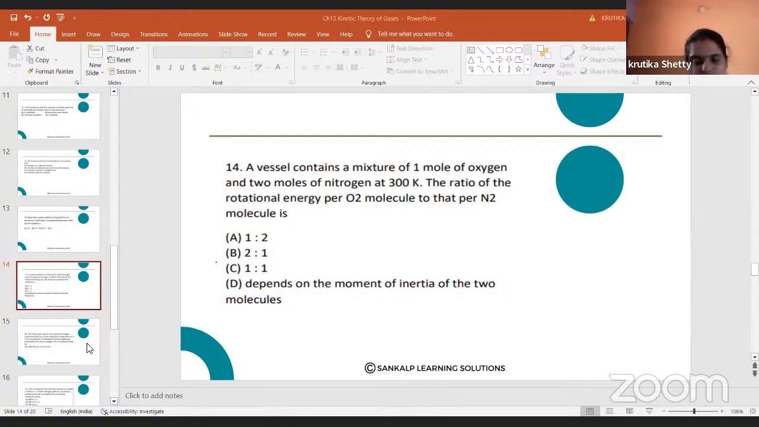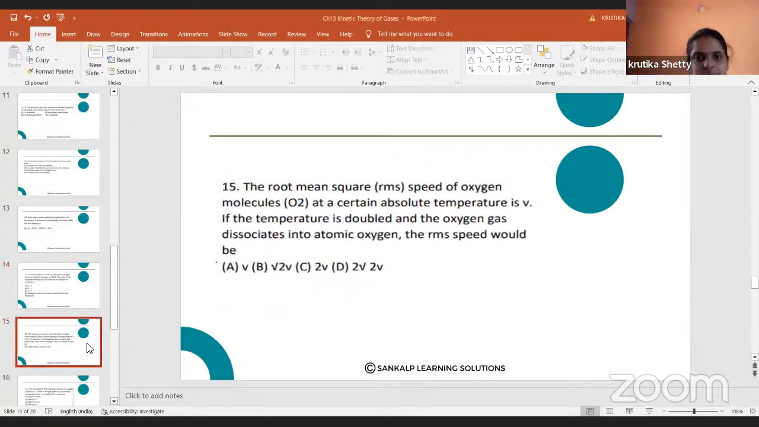Then our next question. The root mean square speed of oxygen at a certain absolute temperature is V. So that is the root mean square value given. If the temperature is doubled and the oxygen gas dissociates into atomic oxygen, the RMS speed would be. So how to calculate this one? When the temperature is doubled, the oxygen gets dissociated into oxygen atoms. So what is the RMS speed? Let us calculate this one.